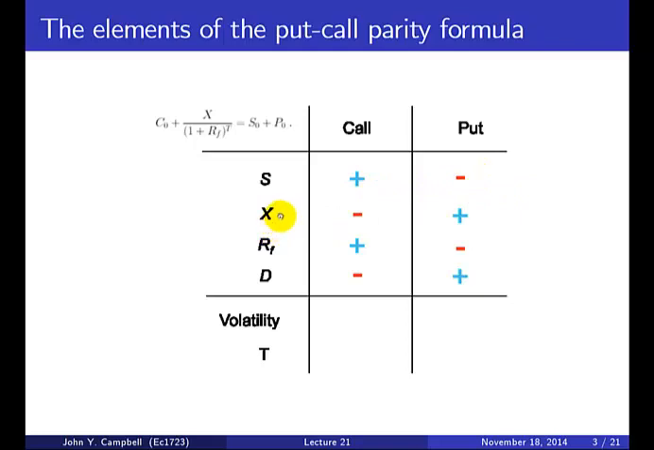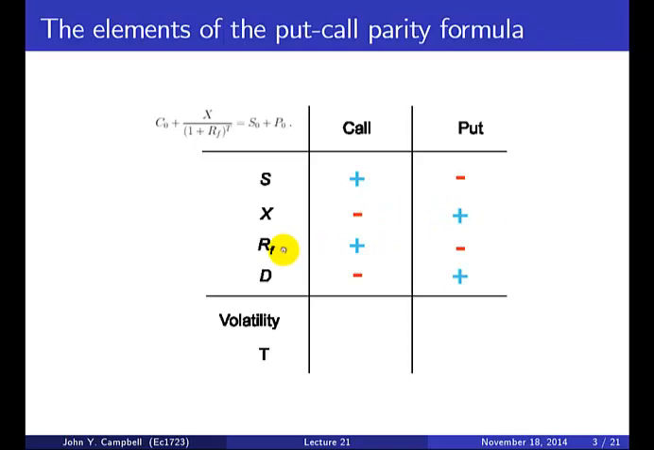The next row looks at X, the exercise price. You notice that it appears on the left of the equation, so the above logic is reversed, and an increase in X has to do some combination of lowering the price of the call, increasing the price of the put, and in fact it does both. The call price declines, the put price goes up.